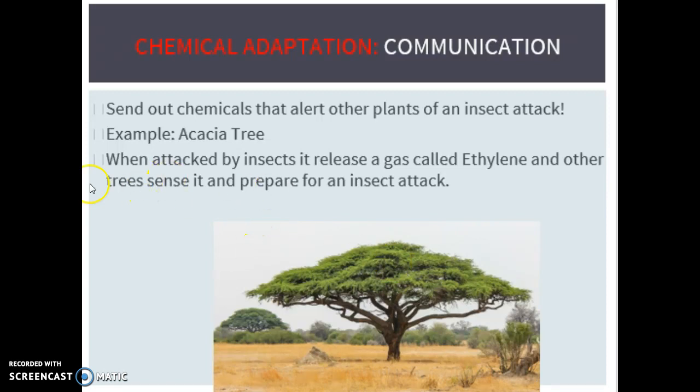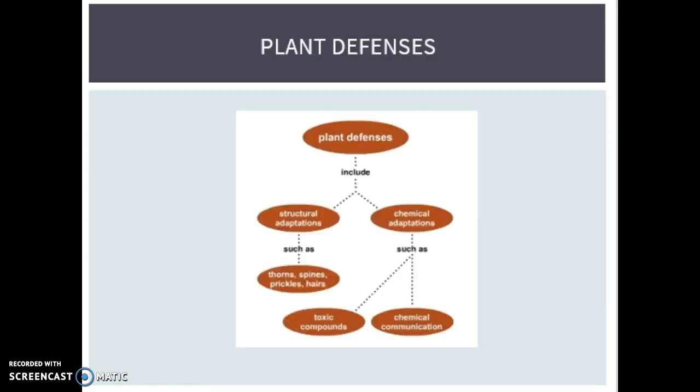That acacia tree, when it is attacked by insects, releases a gas called ethylene. We've talked about that. And other trees will sense it. All right, so we have now very quickly run through several structural adaptations and several chemical adaptations. They have toxic compounds or chemical communications.